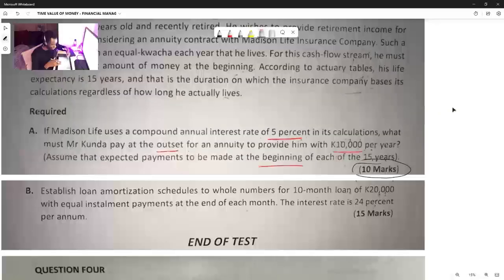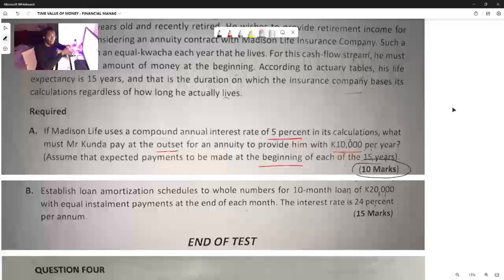We're going to move on to the second example, which basically has to do with establishing loan amortization schedules. This will help you understand and apply everything that you've learned from when you started learning or studying the time value of money.